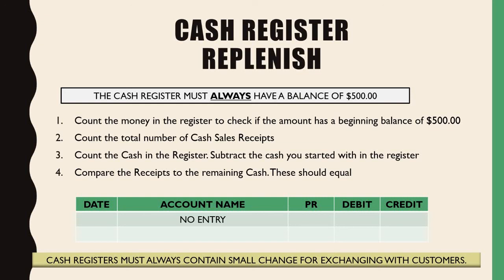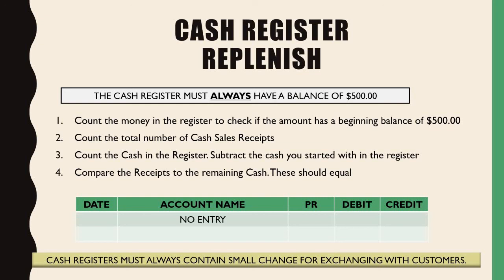You're going to subtract what you began the cash register with, and then your total receipts should match the extra cash that you have in the register. All right? So once that happens and they pan out, then at all times your cash register should still remain with the $500 that you started out with. And that's what this is.